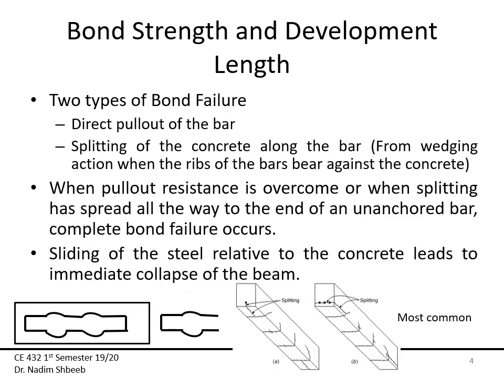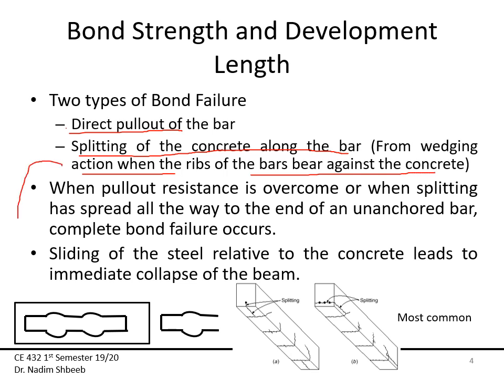So we actually have two types of failures. One is the direct pullout of the bar, and that was synonymous with smooth bars at the beginning. The added one is the splitting of concrete along the bar, and that's due to what we call a wedging action when the ribs of the bar bear against the concrete.